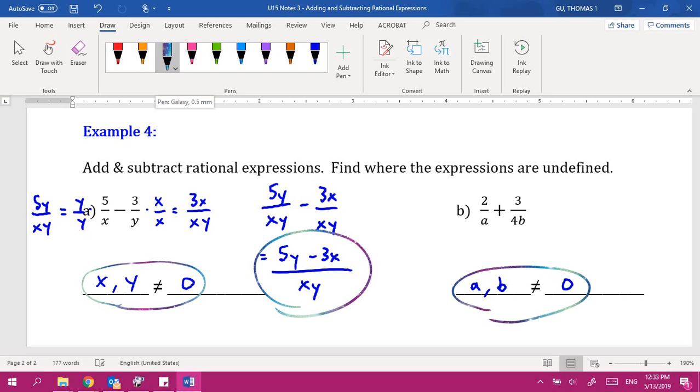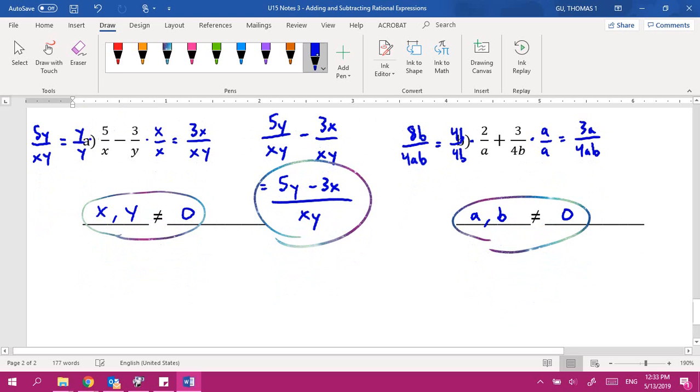4ab. Very good. So how do I make this 2 over a into 4ab? Times 4b over 4b, which gives me 8b over 4ab. Good. And then the 3 over 4b, what should I multiply this fraction by? A over a, which is 3a over 4ab. Right. And so now I'm looking at 8b over 4ab plus 3a over 4ab.